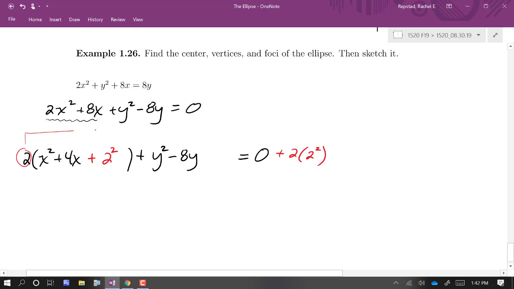And that's only because you took out the 2. So you have to take it. Yeah, like if I distributed this 2 right now, I would see that I've actually added 2 squared times 2. I will have added 8 to that side. So I'm just making sure I do the same thing over there.